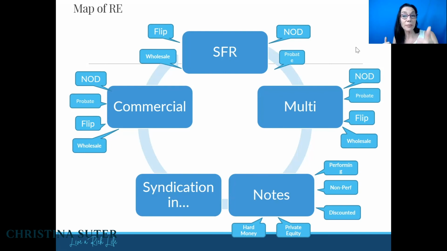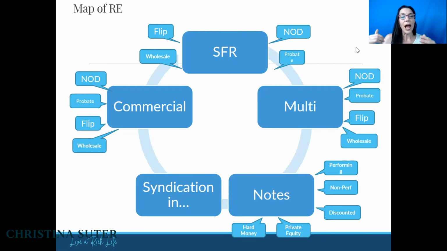It could be a hard money note. I'm lending money to a flipper. It could be private equity. I've got somebody who wants to buy a home and they don't have the equity for the down payment. I can give them equity in the down payment. I can buy that note discounted. So I buy it discounted from its face value. It's worth $100,000. I buy it for $80,000.